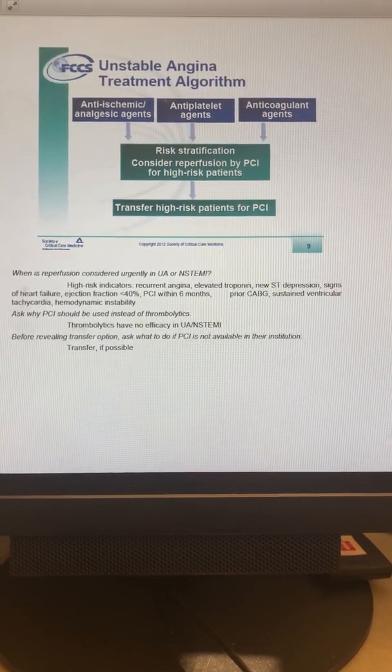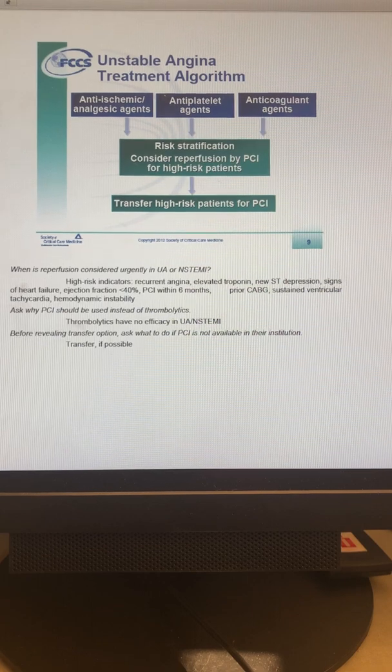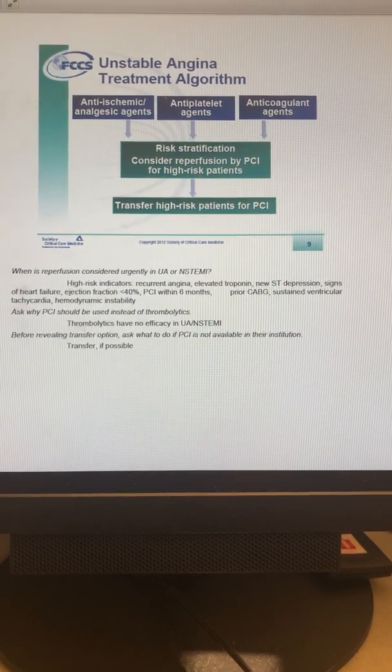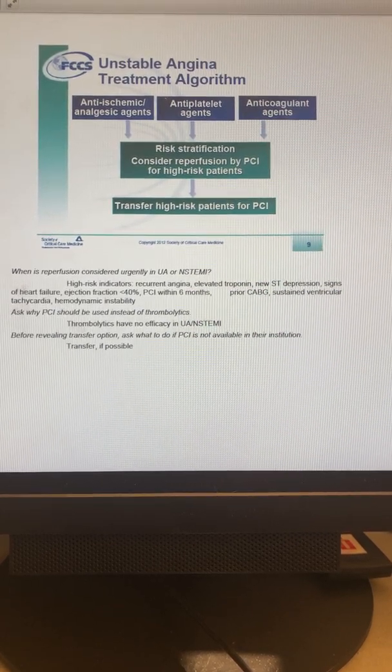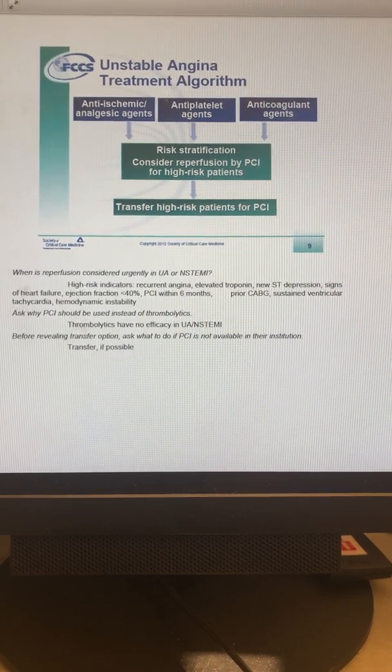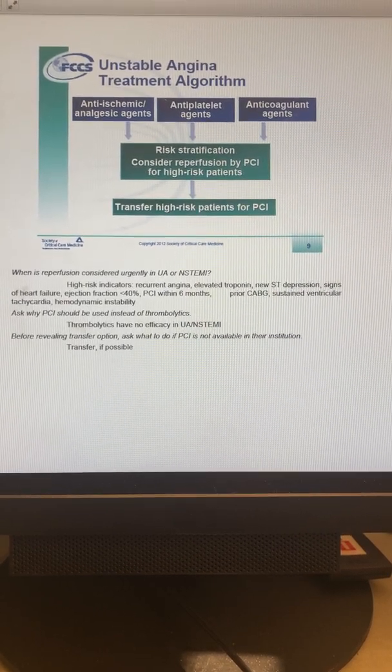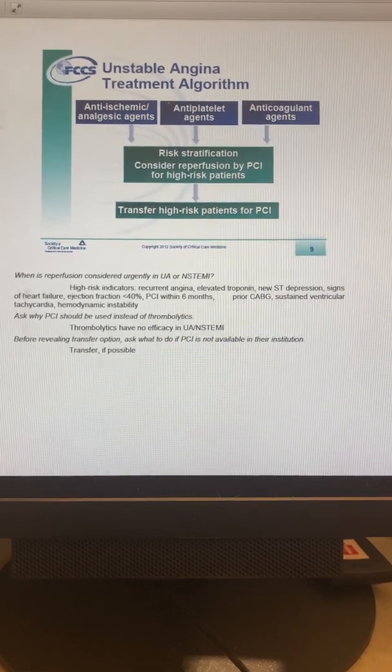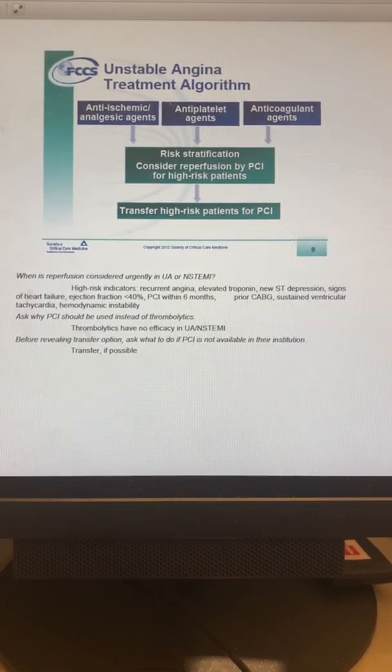The majority of the time, if they have a true non-ST elevation MI, the cardiologist will schedule them for a heart cath. If they just have an unstable angina, they might put them through a stress test first before they take them to heart cath. So the management will be different based on the patient presentation and based on the cardiologist preference.